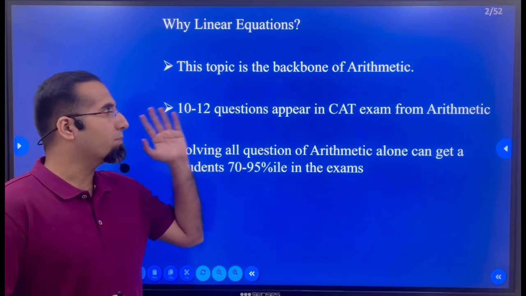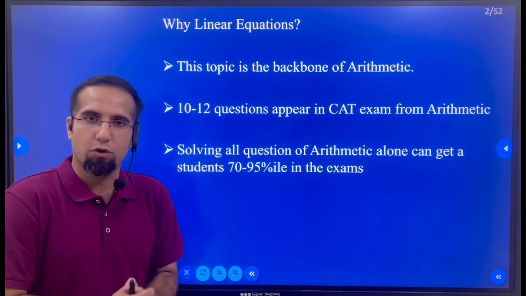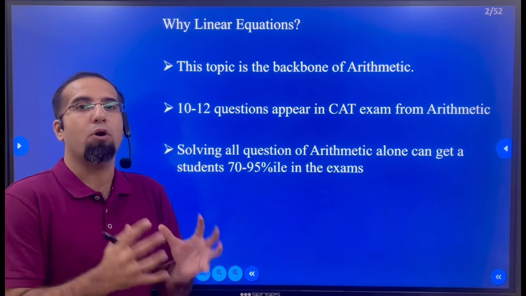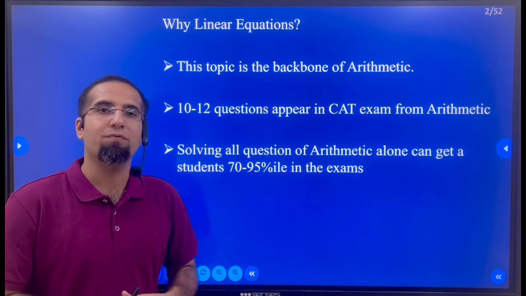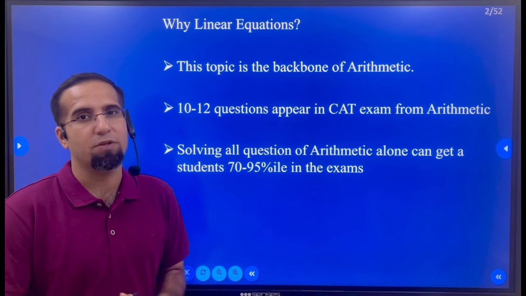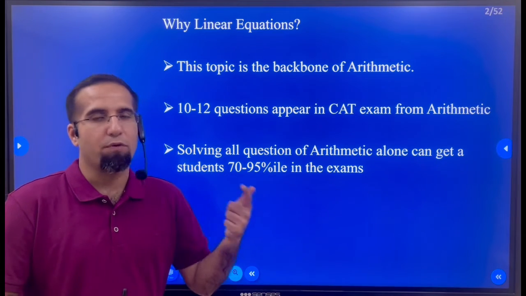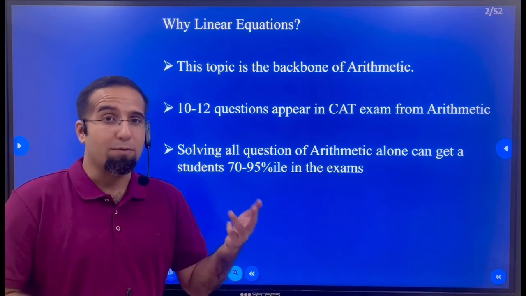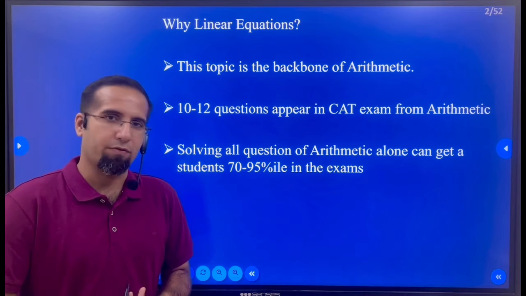Now this topic is important because it is the backbone of arithmetic. Arithmetic as a module has a very important role to play in the examination. You see that you have at least 10 to 12 questions coming up in the CAT examination from this topic, right? The topics in arithmetic are percentage, profit and loss, SI CI, time and work, time and distance, averages, something that we deal with in day-to-day life, right?